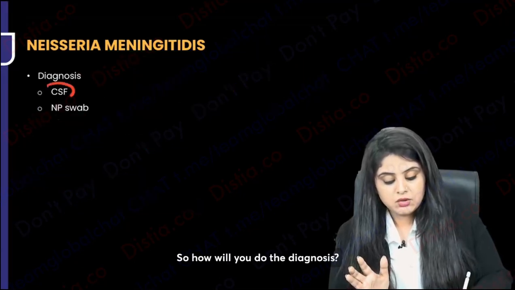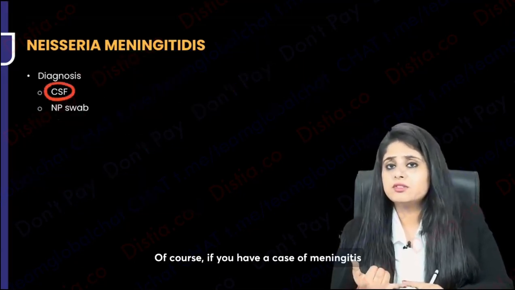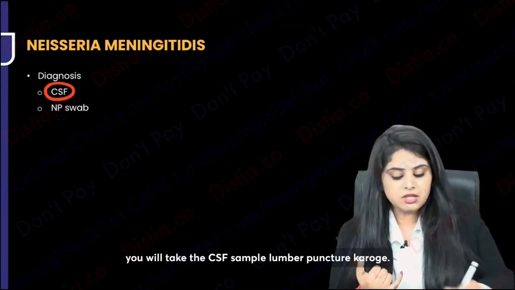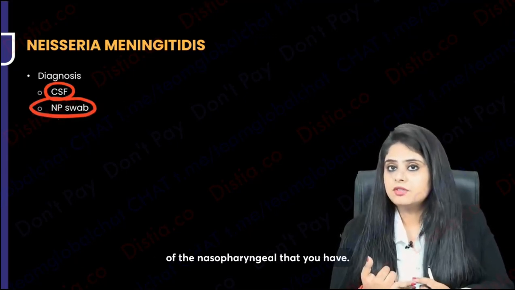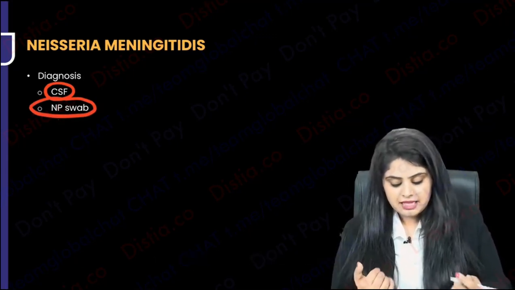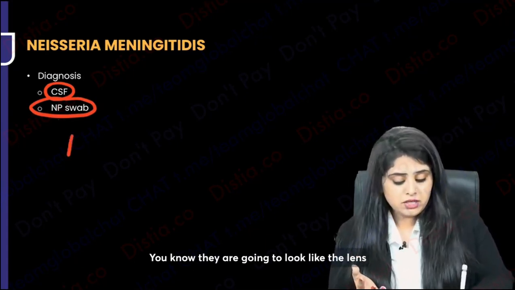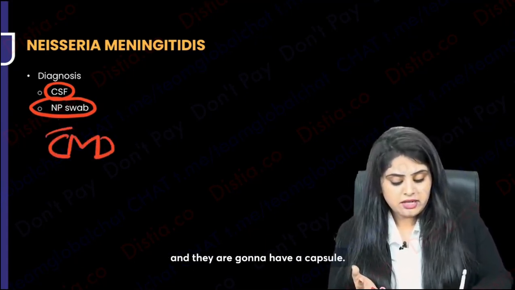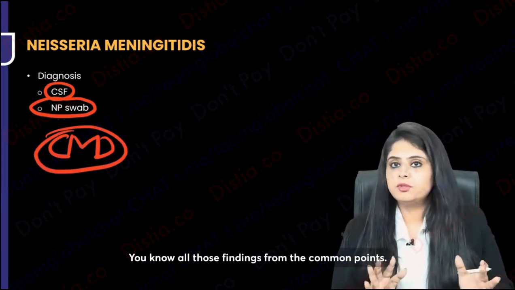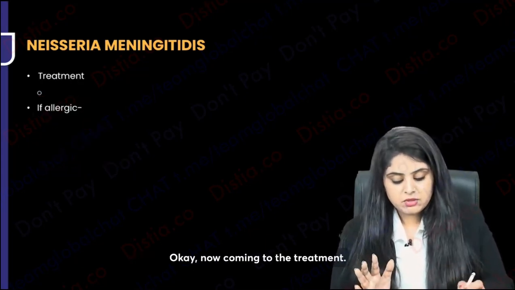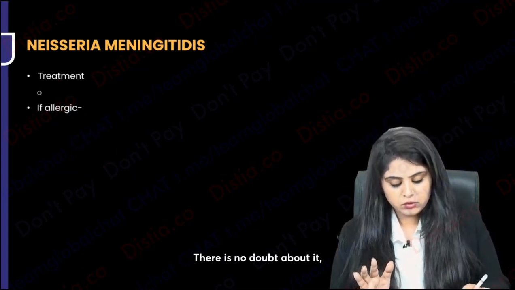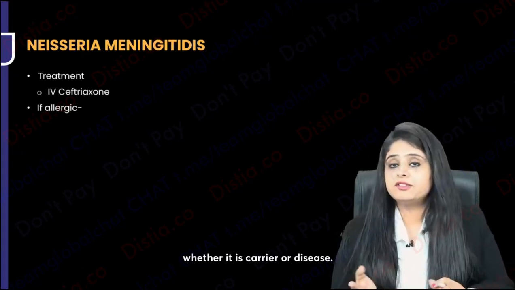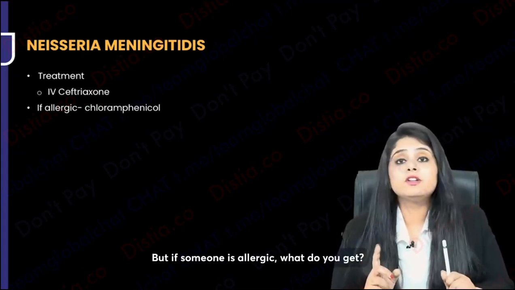So how will you do the diagnosis? Of course, if you have a case of meningitis, you will take the CSF sample, you will do a lumbar puncture. You can even get a nasopharyngeal swab because they are anyway inhabitants of the nasopharynx. And I'm not telling you the other findings. You know they are going to look like lenses and they're going to have a capsule. You know all those findings from the common points. Okay. Now coming to the treatment. Again, as I told you, it is going to be IV ceftriaxone. There is no doubt about it whether it is carrier or disease. But if someone is allergic, what do you give? Chloramphenicol.